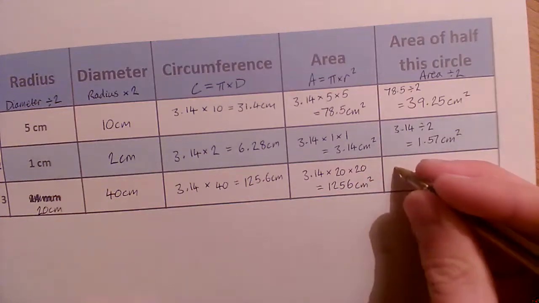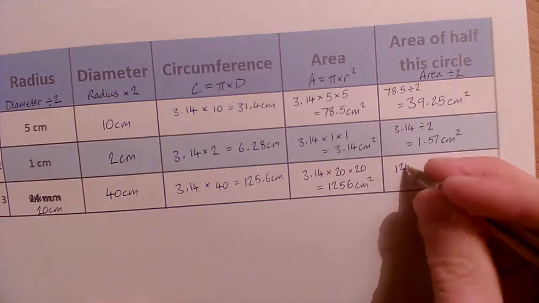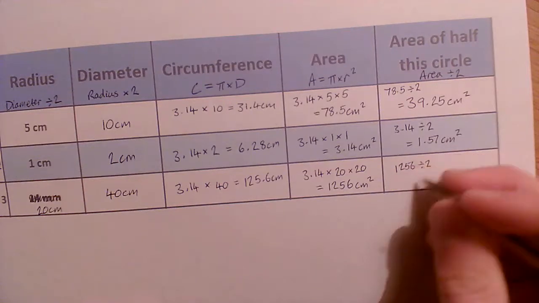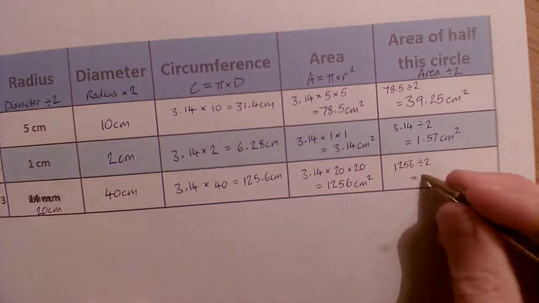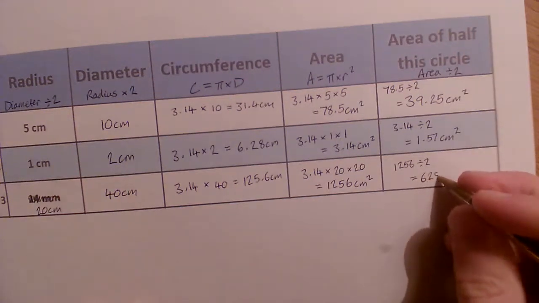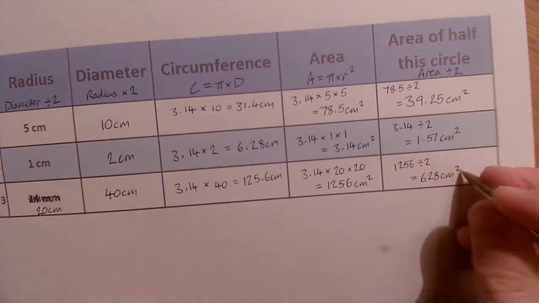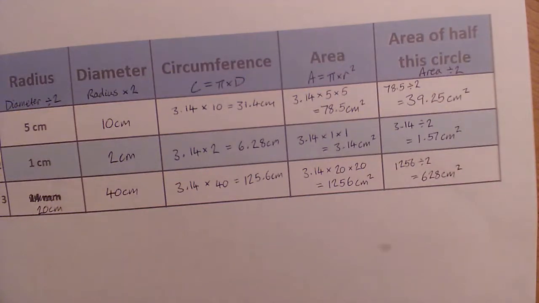And finally, if we take our 1,256 and we divide it by 2, that should give us our half a circle area. So it's 628 centimeters squared. So that gives you 3 examples, and that covers all the different things that you are going to see in your table. So have a go at filling your table in.